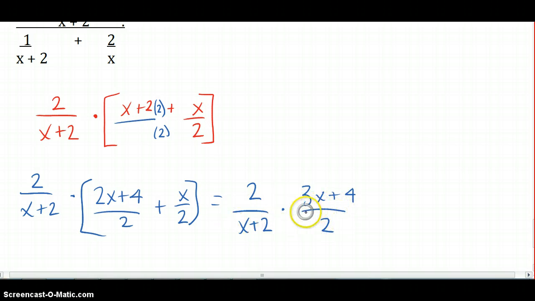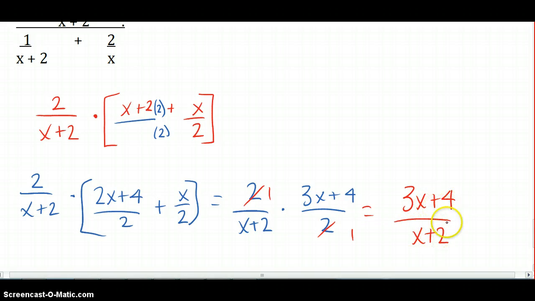Now you can multiply these 2 fractions. And multiplying is easy, you just multiply straight across. And right away we can cancel out these 2's, and they just turn into 1's. So really we have 3x plus 4 over x plus 2. These don't factor or anything, nothing can cancel out, so that's your final answer.